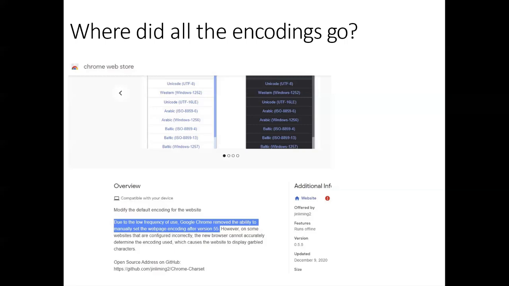When I looked for it, I realized all of a sudden there's no encoding tab on the email servers. I couldn't find it anywhere. So I thought, okay, let's find an extension so we can play around with it. I found this thing on the Chrome Web Store, and I remembered the whole list of the different encodings. I went to download it and I couldn't. Searching around, I found this explanation, which I've highlighted, that says, due to the low frequency of use, Google Chrome removed the ability to manually set the web page encoding. So it wasn't just emails, you'd also do this on web pages.